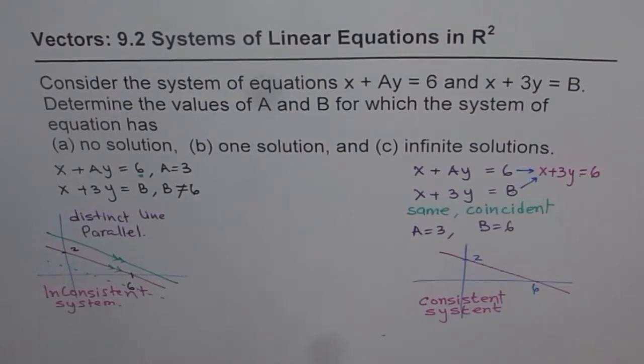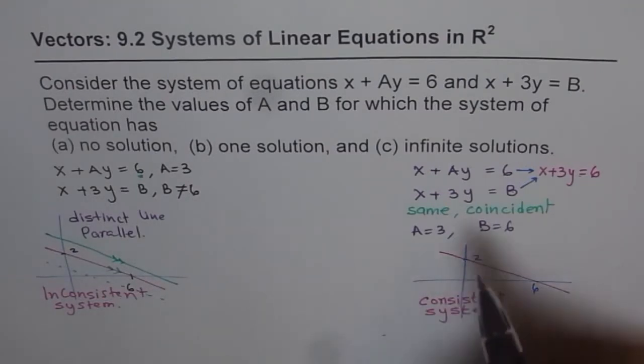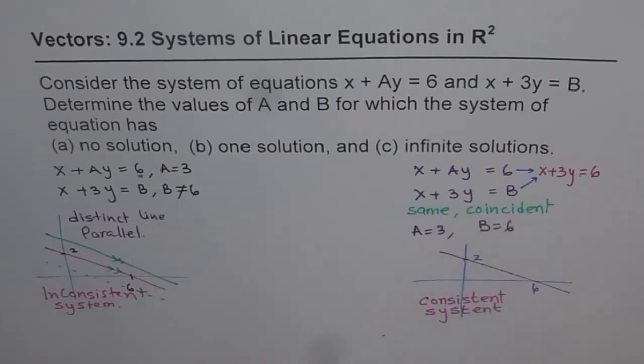It's very important to understand these terms. At times in the test, they may just ask you whether the system is consistent or not. Now, if you don't understand the meaning of consistent, then how will you answer the question, correct? So we got two scenarios here already, and that is when a is equal to 3. In that case, we have two possibilities: infinite solutions or no solution, depending on the value of b. If b is 6, then we have infinite solutions, and if b is not equal to 6, we have no solution, right?